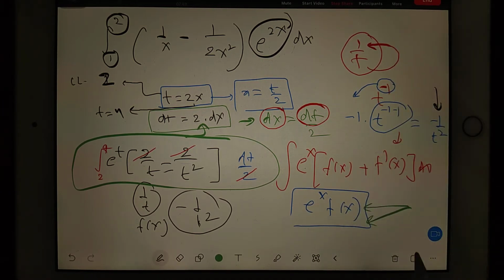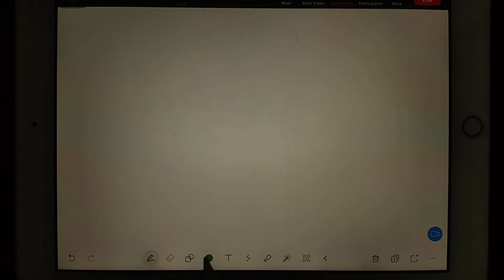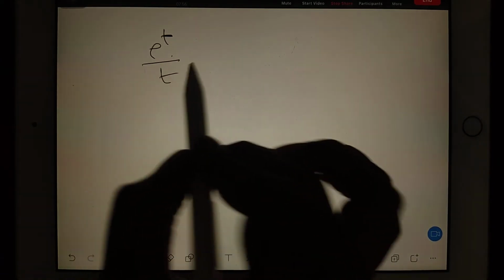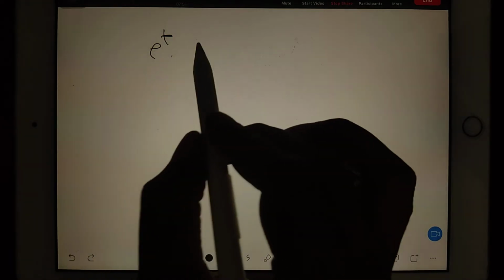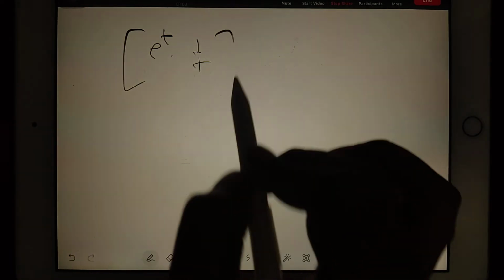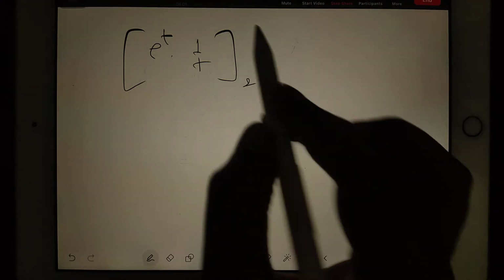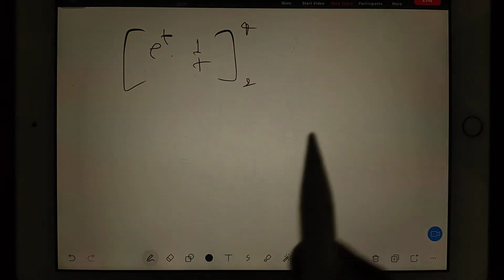So your answer, I am changing the page, you can see will look like e^t/t, meaning e^t times 1/t. Now see your limit: when you are substituting the limit, you put 2 to 4, because now there is no need to change the variable.